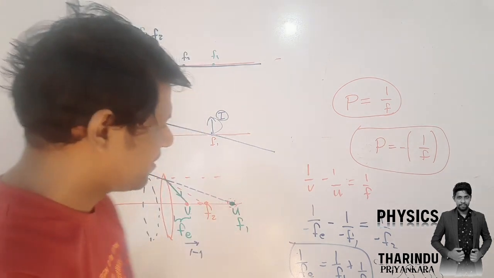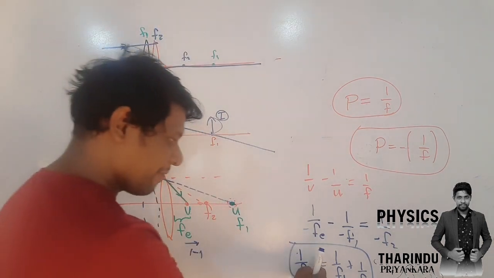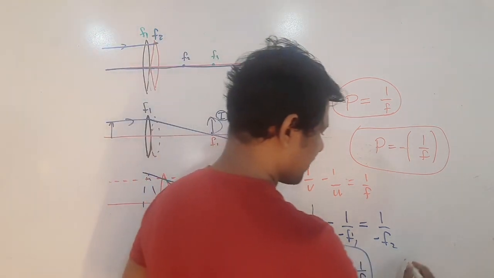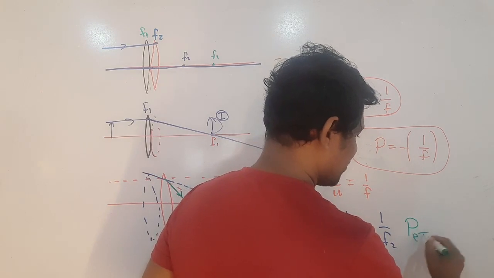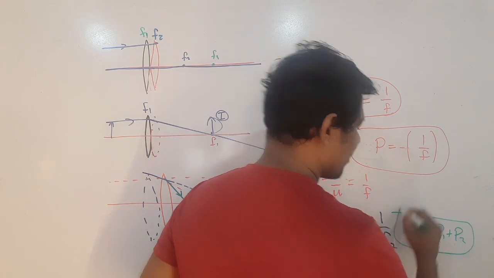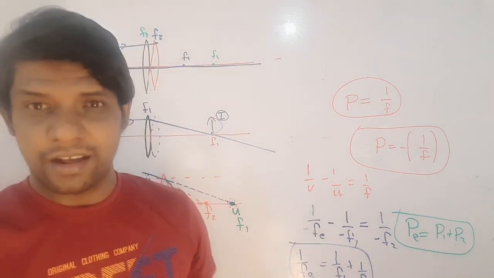That's it. That's all. So you can just see now Fe, 1 over F, 1 over F. So according to this, you can replace with the power equation. Total power, our effective power, is equal to P1 plus P2. It comes up with the sign notation. Then you get the ideal answer for that.